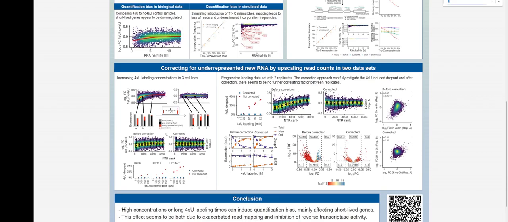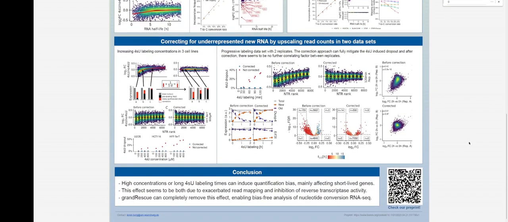And then finally we plotted the log fold changes from replicate A against replicate B, and we can see this strong correlation here, which is completely gone after correction. And this leads us to believe that the only significant contributing factor for this quantification bias is the dependency on RNA half-lives, which is countered by our upscaling method.